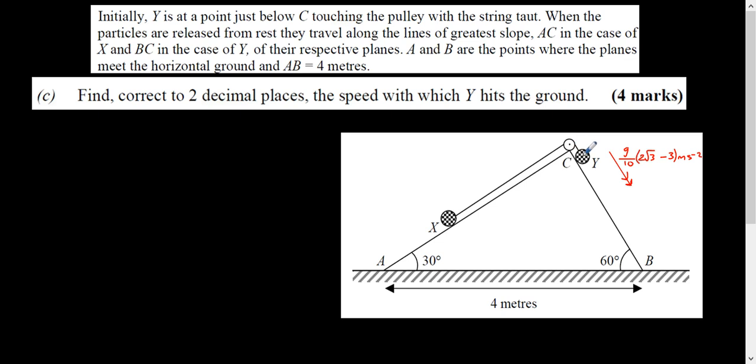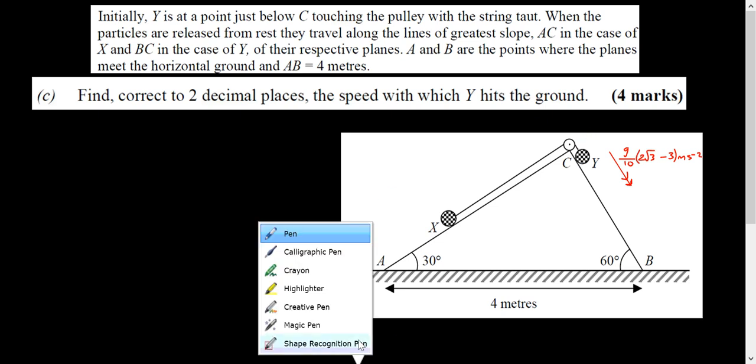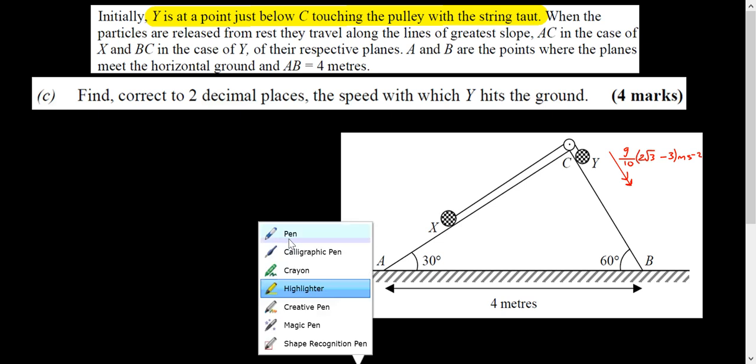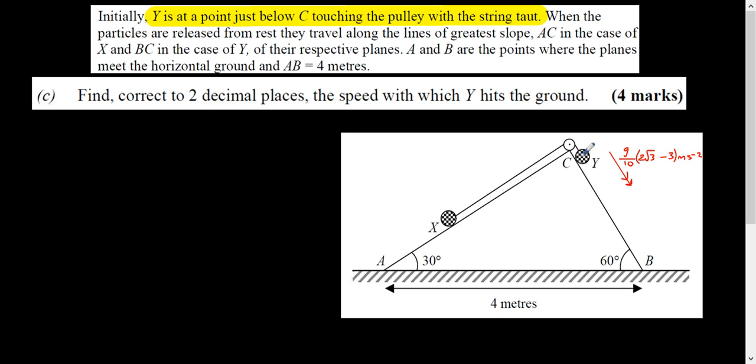Then the distance that Y has to travel is going to be the length of BC. Now that's not clear from the diagram. Okay, they've left the diagram like this so that you can see that there's a string here. But this is the sentence that you've got to pay attention to in the question. Y is at a point just below C, touching the pulley with the string taut. That's what's telling us that the distance the particle Y travels is the whole of C down to B.